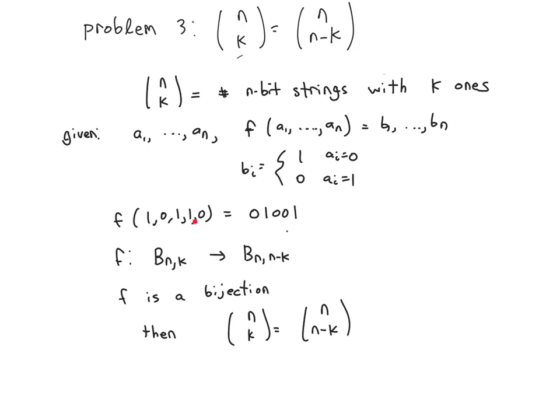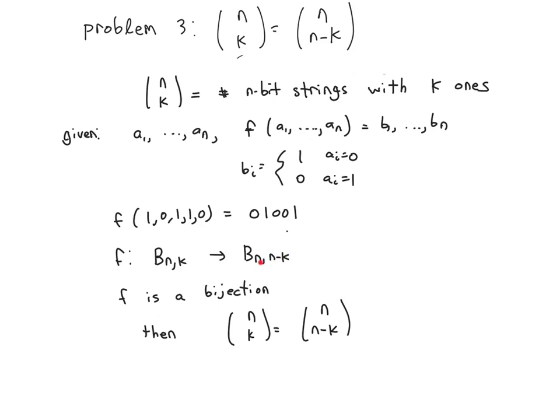And so it sends a bit string of length n with exactly k ones to a bit string of length n with exactly n minus k ones. Why is that? Because there are n minus k zeros over here, and the zeros become ones. And it's not too hard to show that this is a bijection.